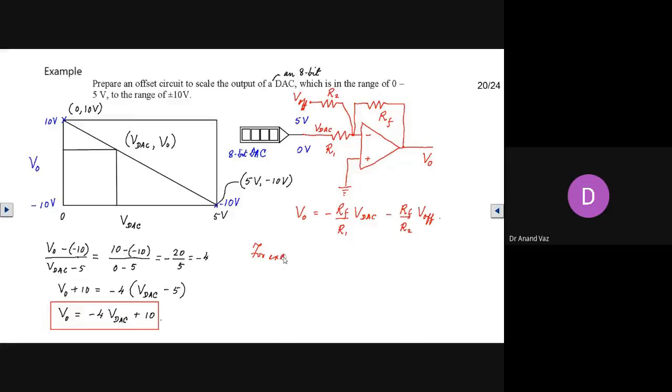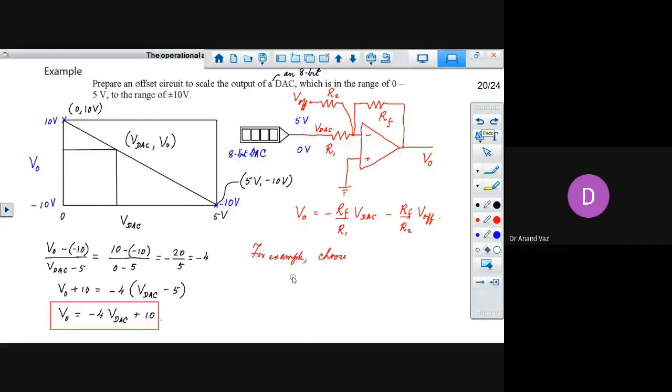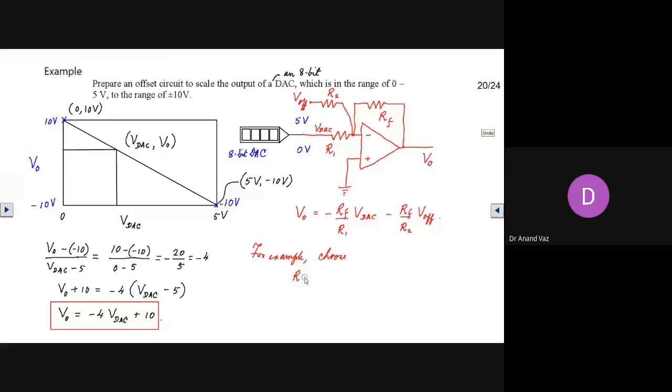So for example, you can choose RF, let's say you choose RF as equal to 1 kilo ohm. You see, this RF value should not be small. It should be more than 1 kilo ohm at least. And the reason for that is if it is small, then the current will tend to directly pass through this feedback loop, and that is not desirable.